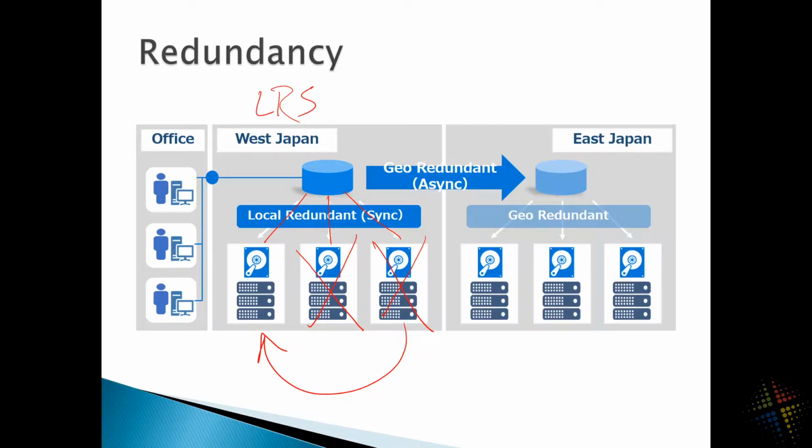When we then talk about geo-redundant, either read available or just simply geo-redundant, that data is then copied to East Japan or some other region. And again, 3 copies are stored in that remote location. Awesome. It's practically impossible to lose data in Azure due to failures of the equipment.